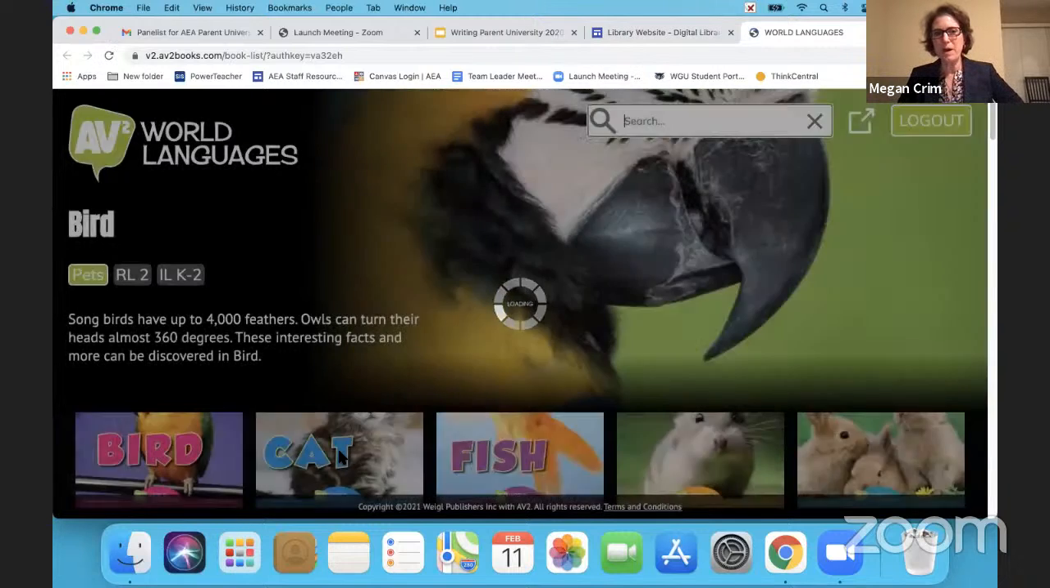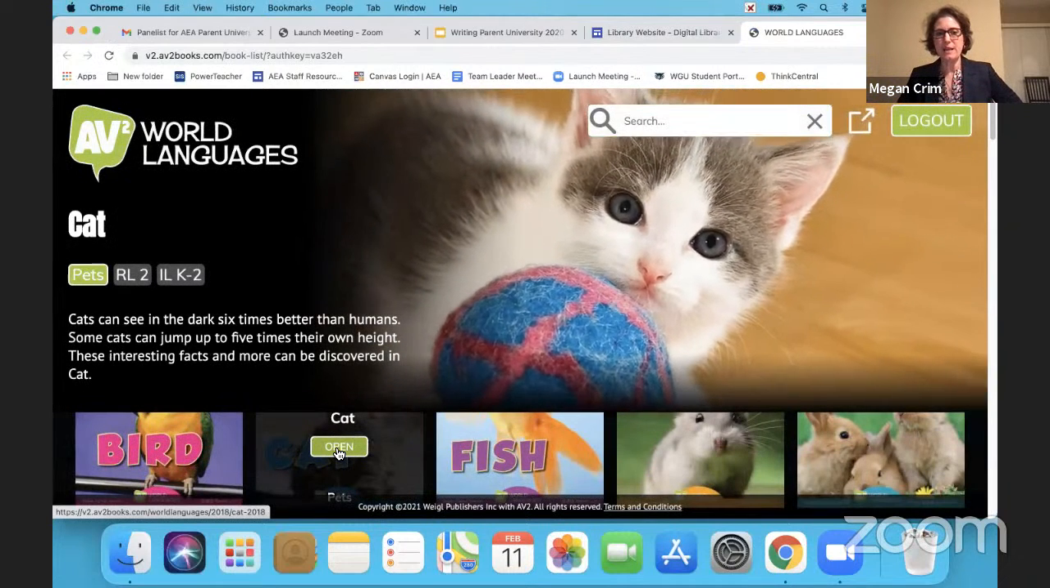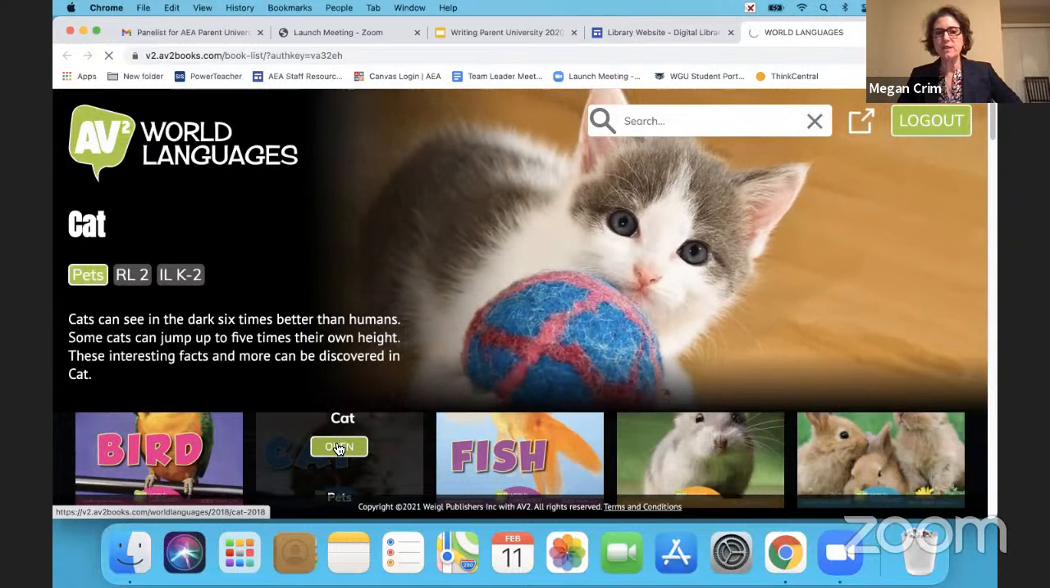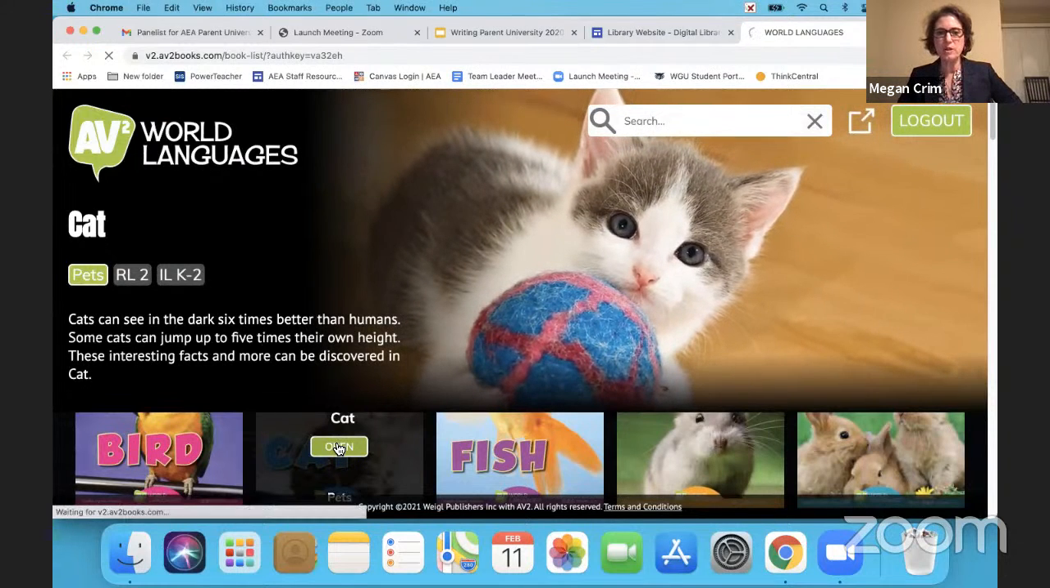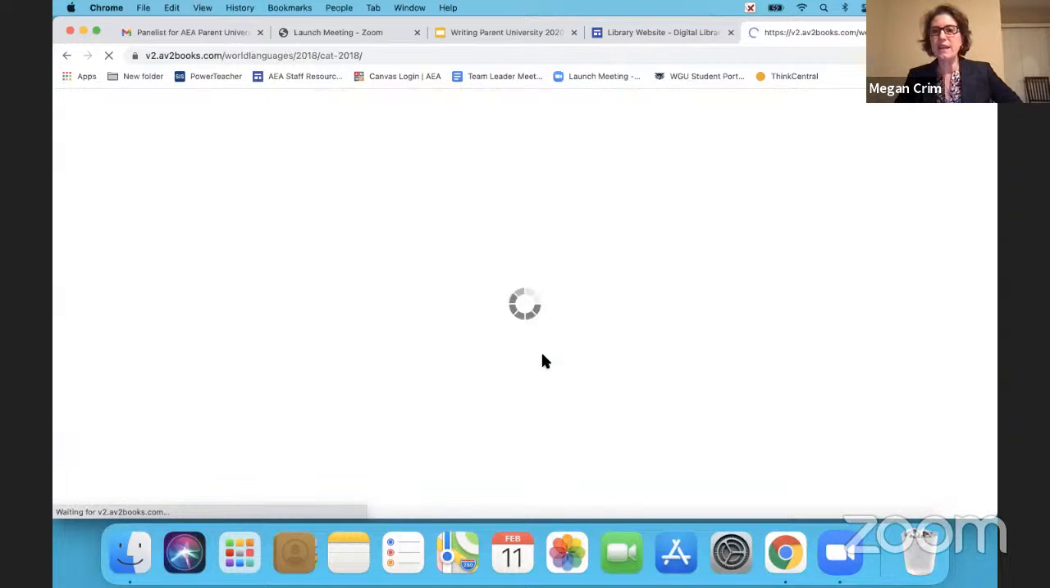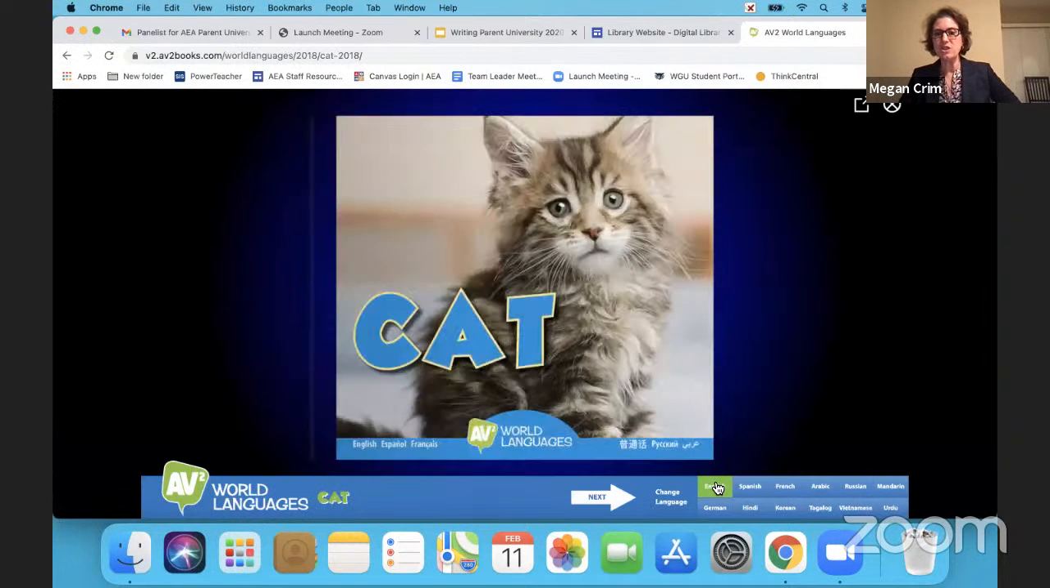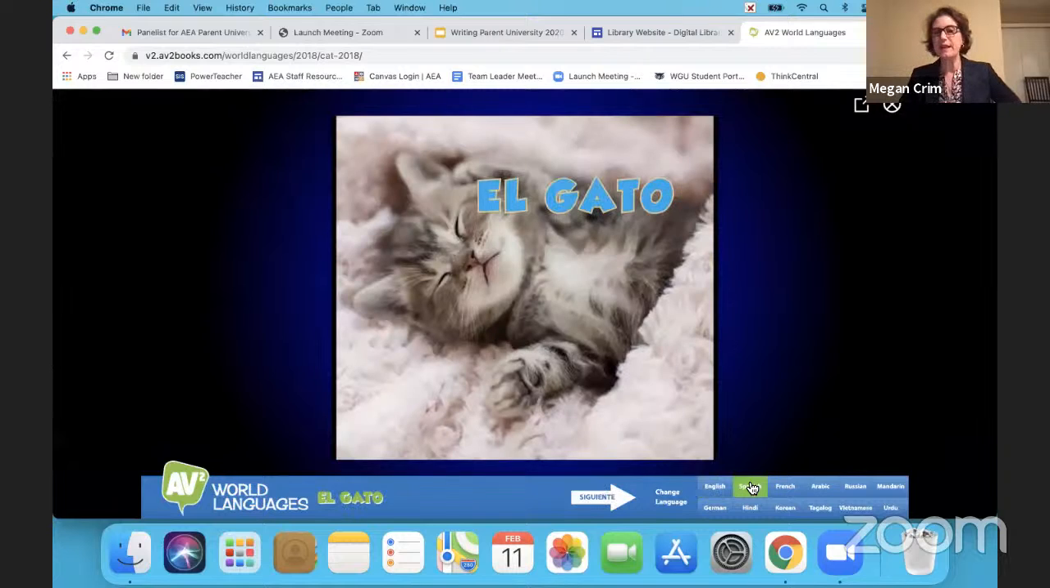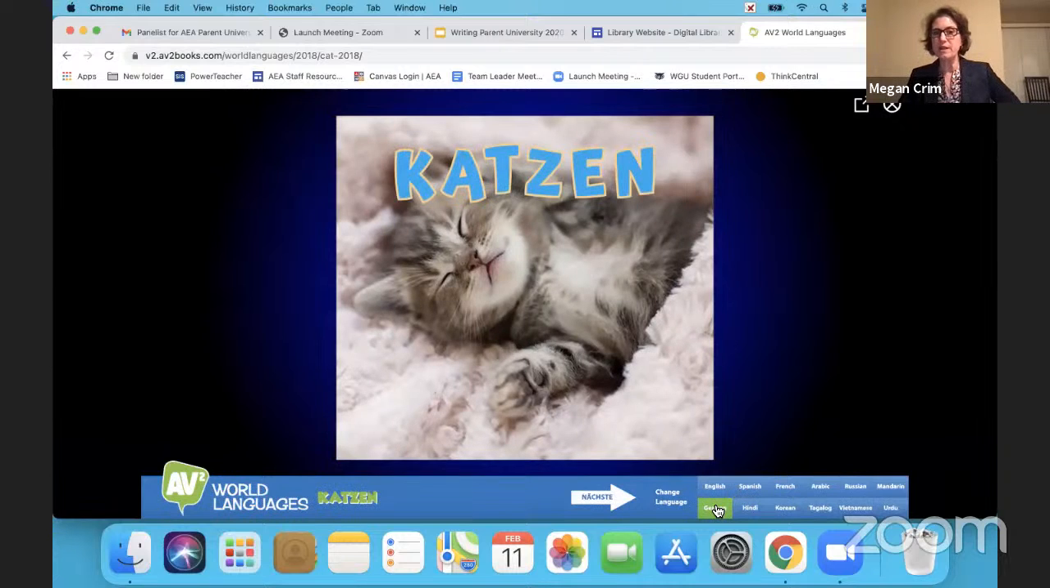And what's wonderful about this website is you can hear these super simple texts that you can read to your child in many different languages. So you can hear it in English, you can read it in Spanish, you can read it in German. And that's a wonderful thing to start doing now to kind of support the writing that's going to come later.